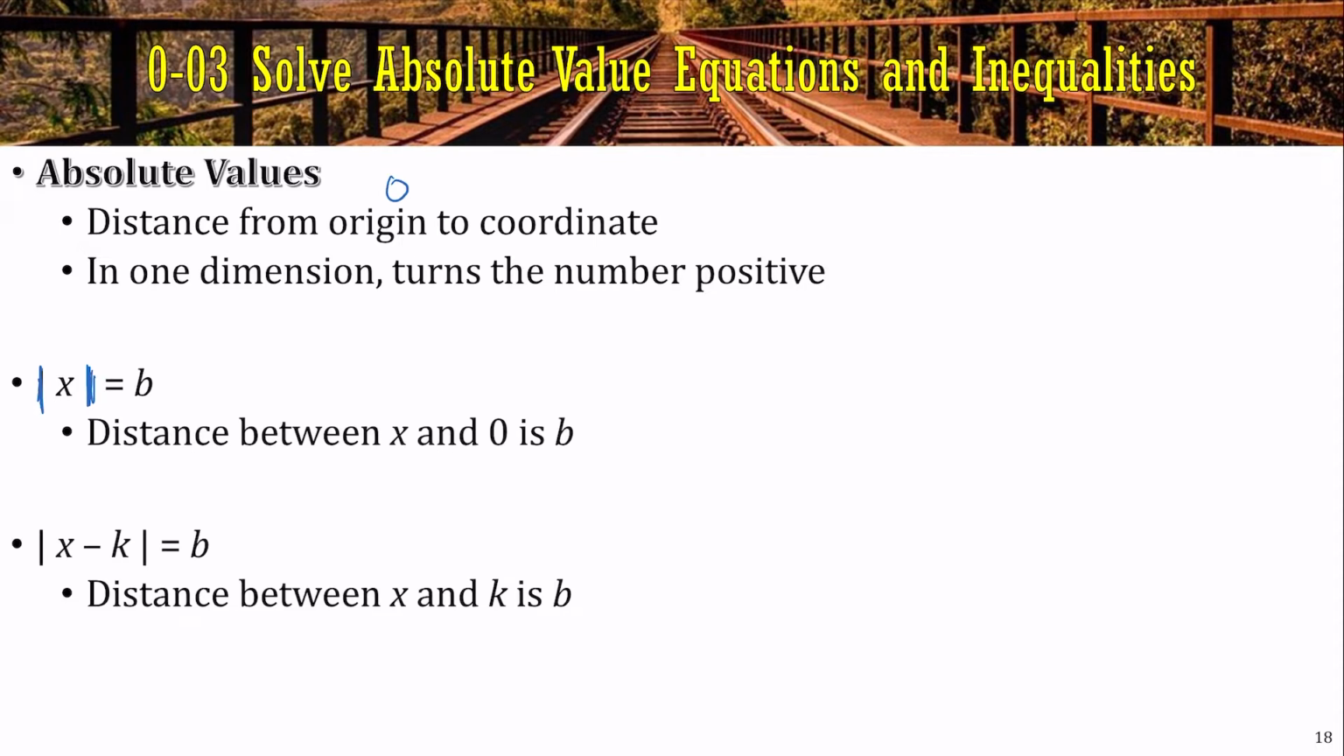If you have it as the absolute value of x minus k is b, it means the distance between x and k is b.